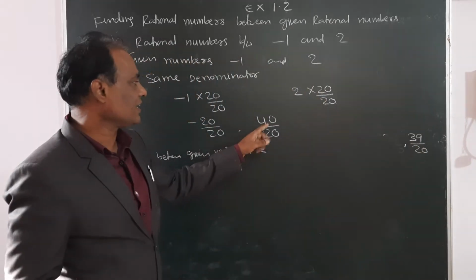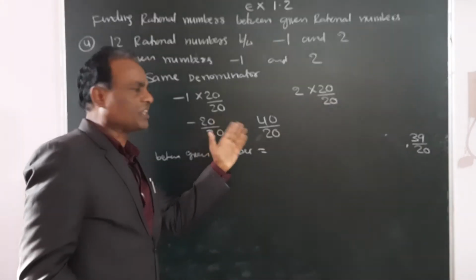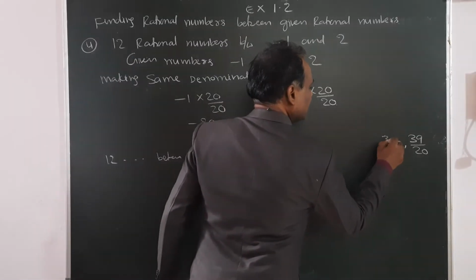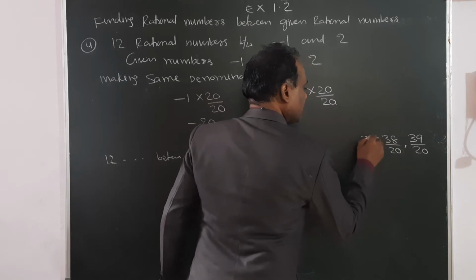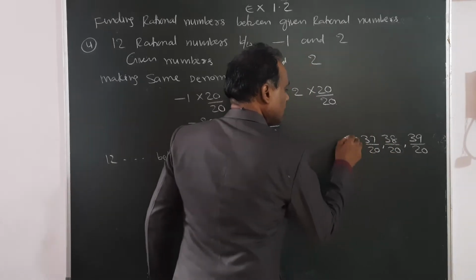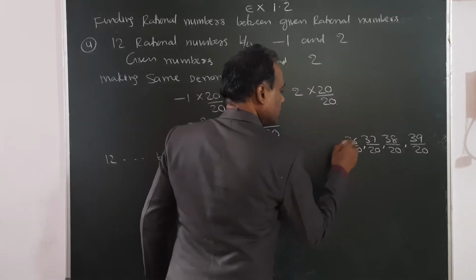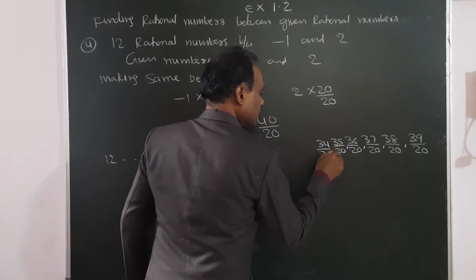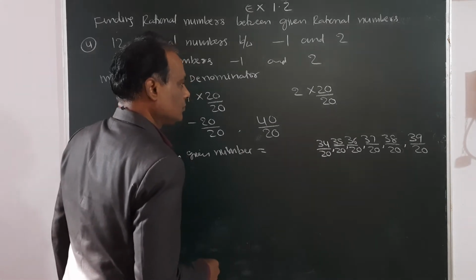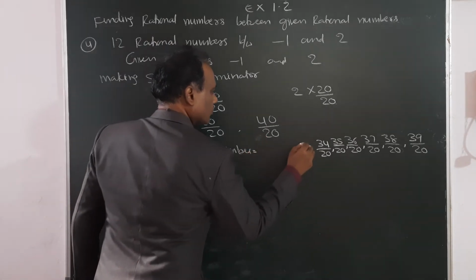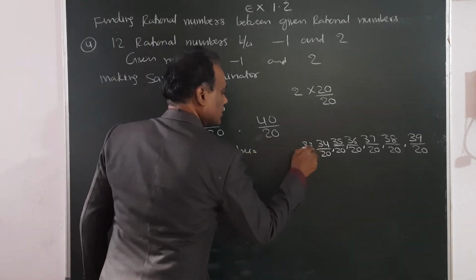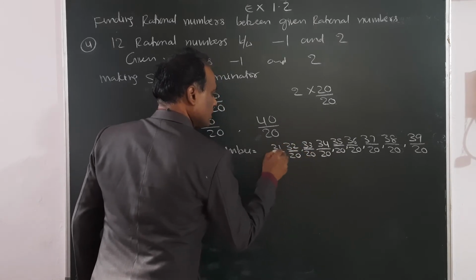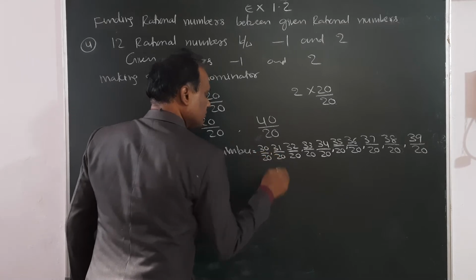This is 40 by 20. Tell a number less than this. 39 by 20. Another number, 38 by 20, 37 by 20, 36 by 20, 35 by 20, 34 by 20, 33 by 20, 32 by 20, 31 by 20, 30 by 20.